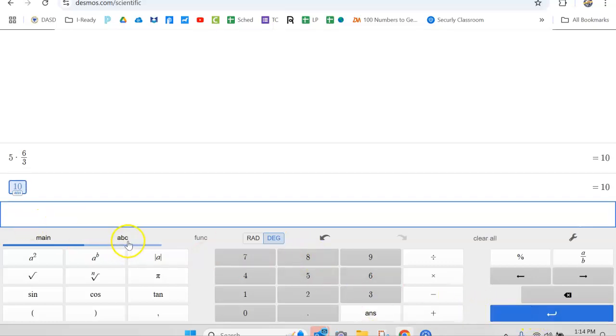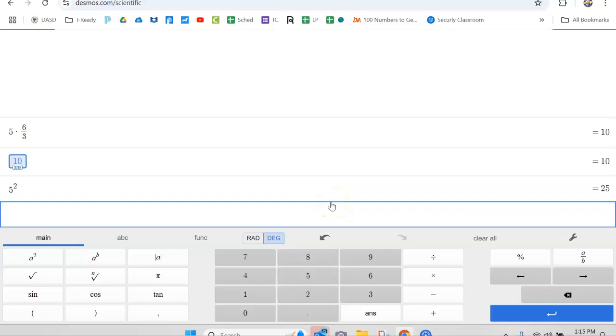All right, now let's start with the functions on the left side. We have an a squared key, an a to the b power, and the absolute value of a in the top row. So the a squared key will take whatever number and it will square it. So 5 to the second power means 5 times 5, which equals 25. If you need to raise a number to a power other than 2, you need to use the AB key. So if we have 5 to the third power, I would enter the base, press the AB key, enter my exponent 3, and 5 to the third power is 125.